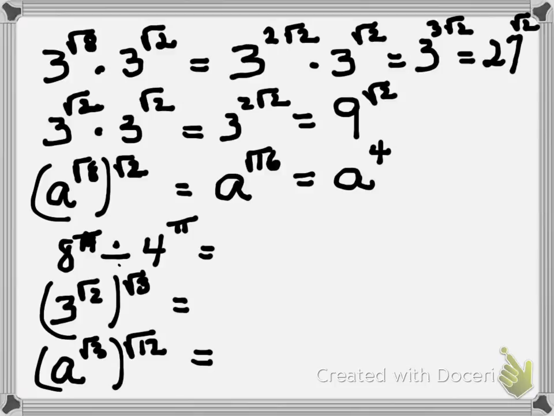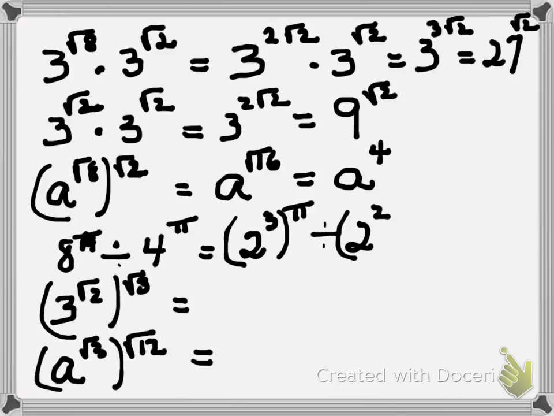The next one, I can divide and subtract the exponents as long as the bases are the same, but they're not. So I want to take 8 and write it as a base of 2 to the third power, and then raised to the pi power, divided by 2 to the second, which is 4, to the pi power. So I've got like bases now. And now I can subtract the exponent. I have 3 pi in the numerator, 2 pi in the denominator. I can subtract and get 2 to the pi power.